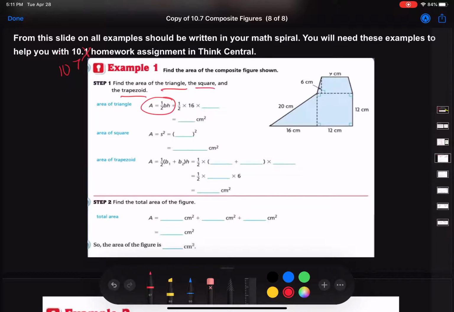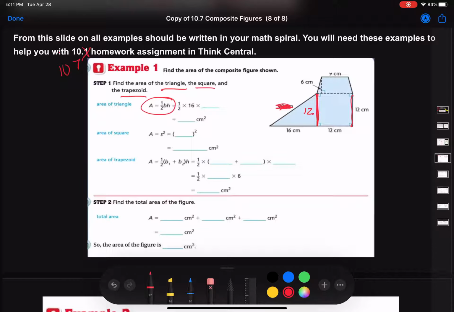So let's look at our triangle. The height is 12 here, because see, if this side is 12, then this side is 12. And this side right here represents the height of the triangle. Now, this number right here, you don't even need. You can just get rid of it.